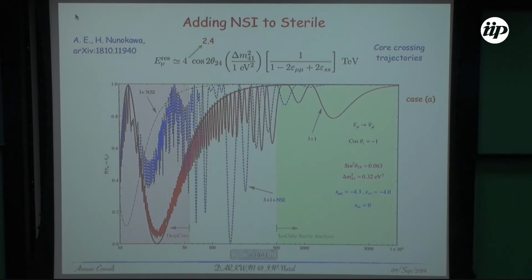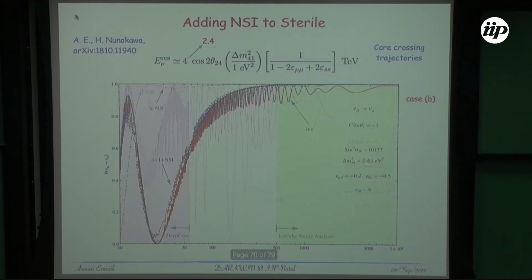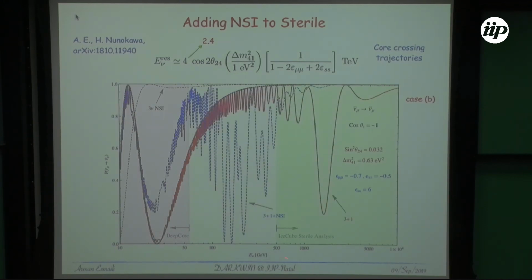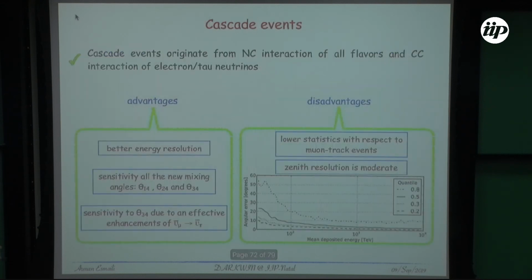And also for the other ones, you can see, for example in this case, that the 3+1 has a resonance in the TeV range. If you add the NSI, the blue line, there is no resonance in this range, but there is a huge difference in the middle due to the presence of the sterile neutrino and NSI together. So we have done the analysis and we have shown that if you take the NSI into account, plus the sterile neutrino, the bounds will be much stronger, not relaxed at all. So there is no way for the moment to escape the bounds from IceCube.